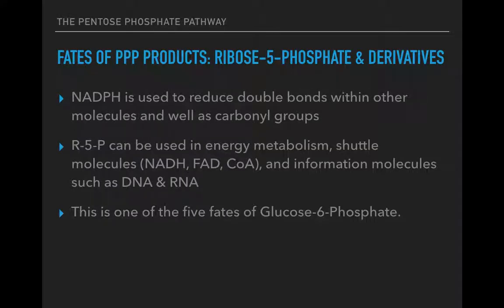Let's talk about some of the products and their fates. The NADPH that is produced can go to reducing double bonds within other molecules as well as carbonyl groups. The ribose 5-phosphate can also be used in energy metabolism in shuttle molecules such as NADH, FAD, and coenzyme A, and information molecules such as DNA and RNA. This is actually one of the 5 fates of glucose 6-phosphate.